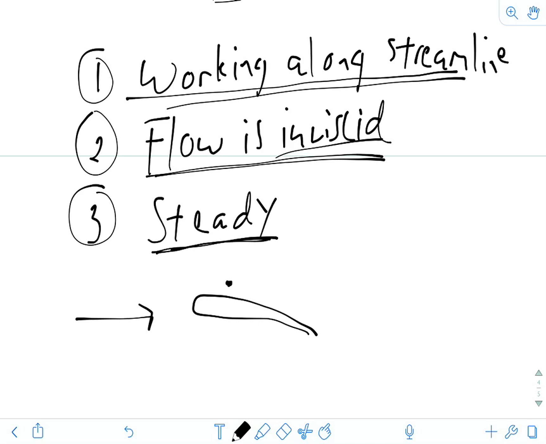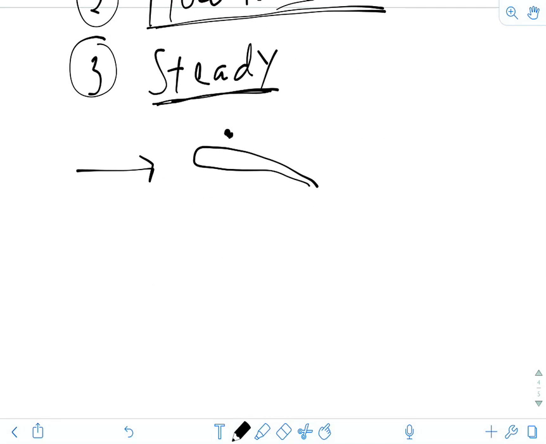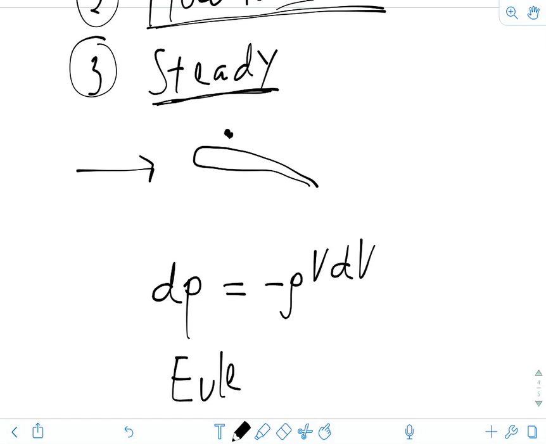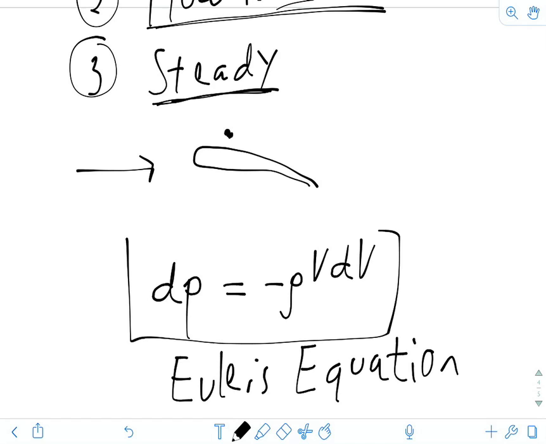So if we look at a point in the flow, like right here, the value of the velocity there will be the same and is independent of time. So any quantity that is a time derivative, we can simply cross out. The result of all this is we end up with a relation that looks like this: dp equals negative rho v dv. This is known as Euler's equation. Euler has a lot of different equations, so you have to be cautious about which is which. This is Euler's equation. It's still nonlinear.